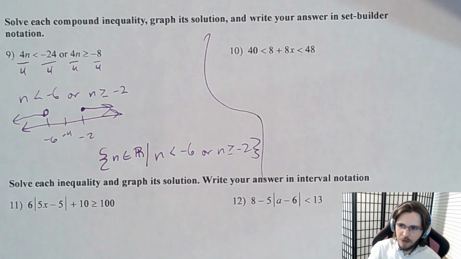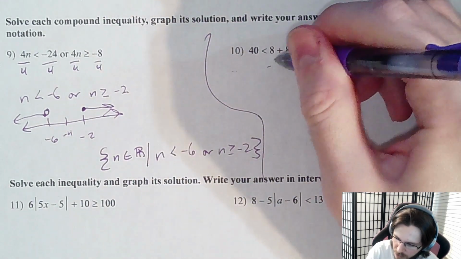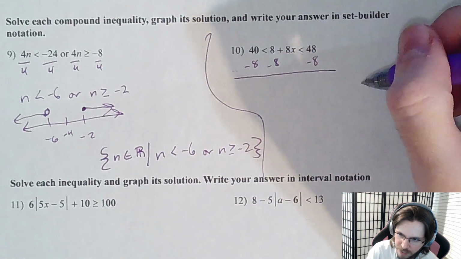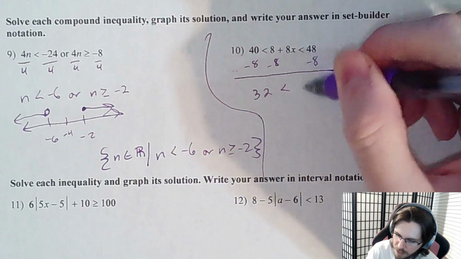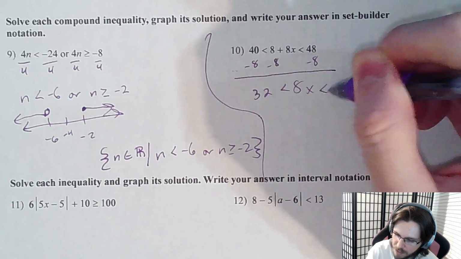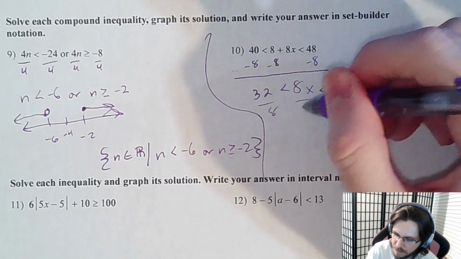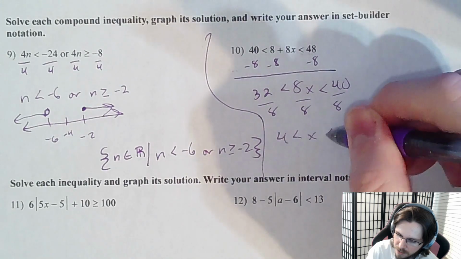Number 10, this problem's put here as a reminder that you can solve these, especially when there's no x's at the edges, by subtracting or adding to all three sections of the graph at the same time. 40 minus 8 is 32, less than 8x, less than 40. Divide everything by 8 now, and you get 4 is less than x is less than 5.